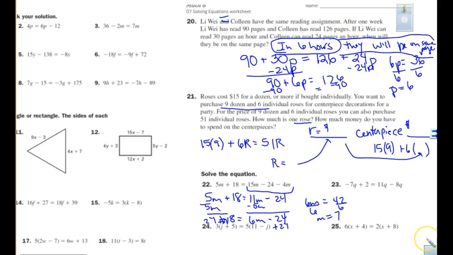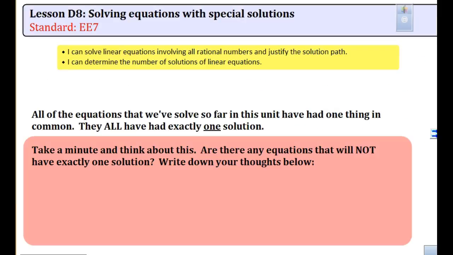Now, what has been the case in all of our problems up to this point is that you have had one answer for all of our problems. Today, we're going to see where that is not always the case. It could be that we have more than one answer. So I'm going to have you turn right now and put your workbook aside, and let's look at your notes.